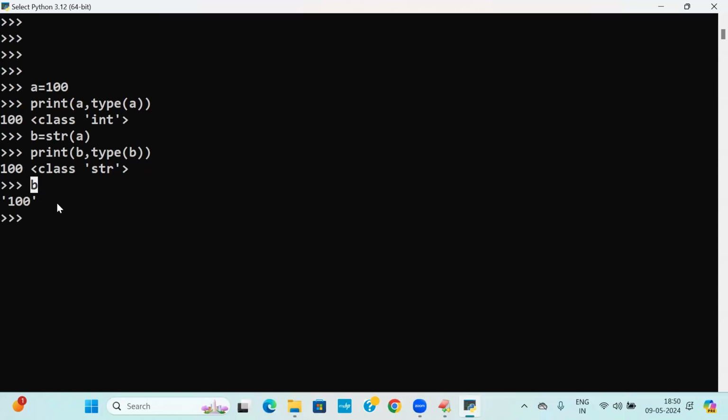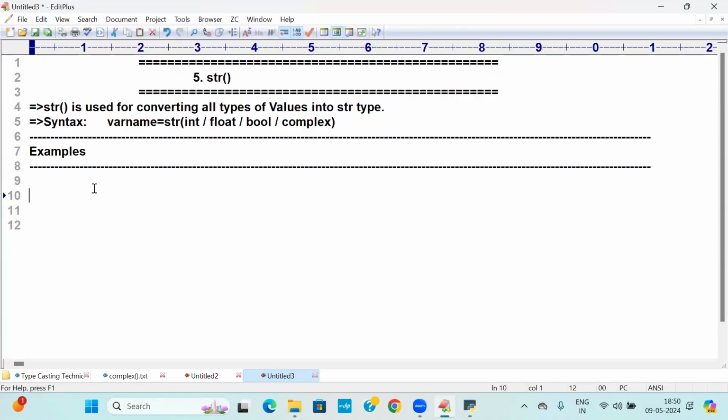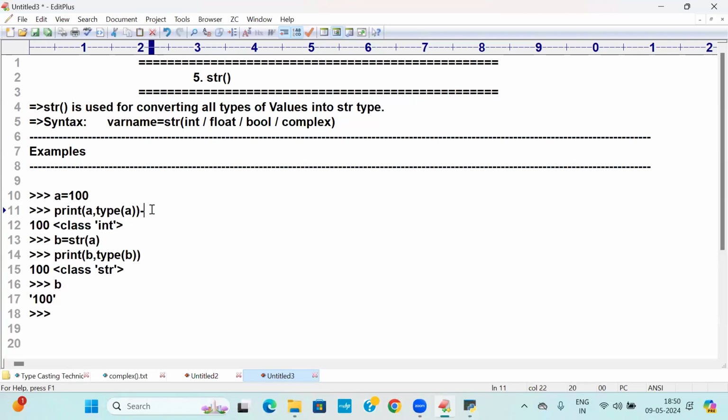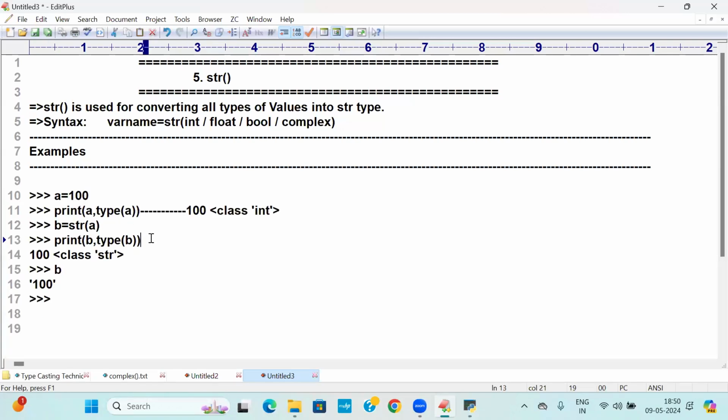B, if I print it only without print, it shows the raw data, what is available internally. It indicates it is string data. So this is the conversion of which type? Int type to str type. So got it. And B also, I am printing it like this. Now the second value I want to go for.